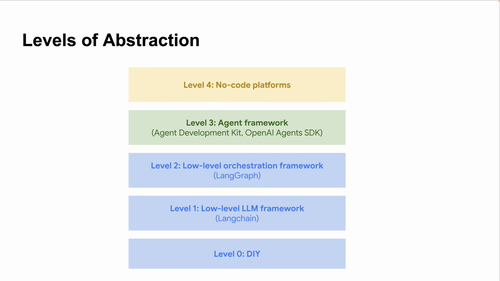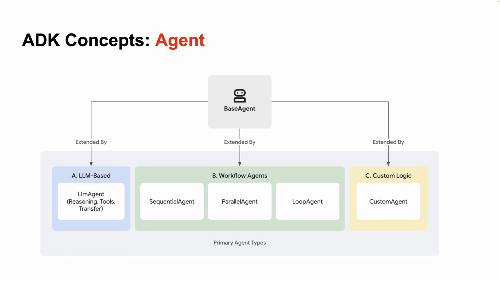Finally, there's of course level 4, which is for no-code tools, ready-to-use solutions, and there are a handful of options there, giving people a lot of abstractions and no coding skills required, but also the least amount of flexibility. Okay, with that understanding, let's start talking about the concepts in the Agent Development Kit, starting with the agent.